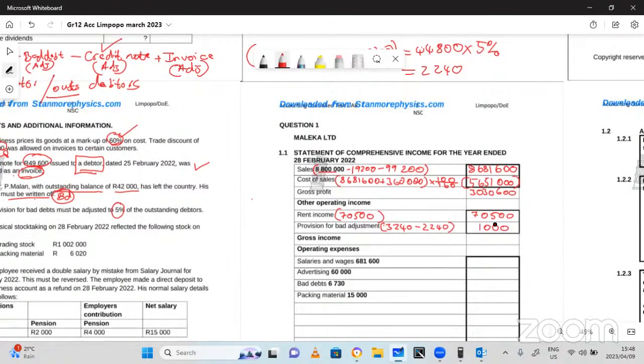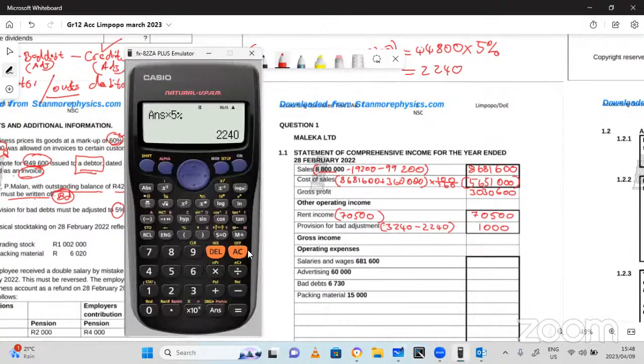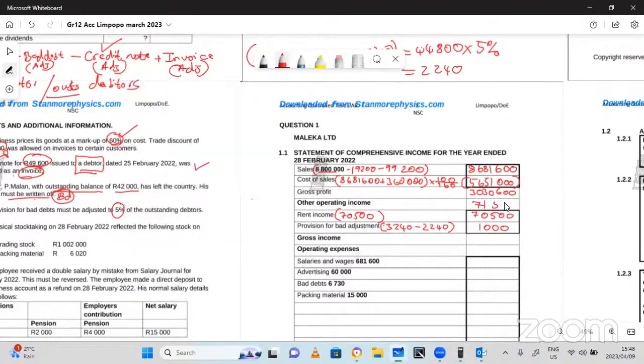Then we add up the other operating incomes. So how are we going to total? It's going to be 71,500. Punching your calculator.